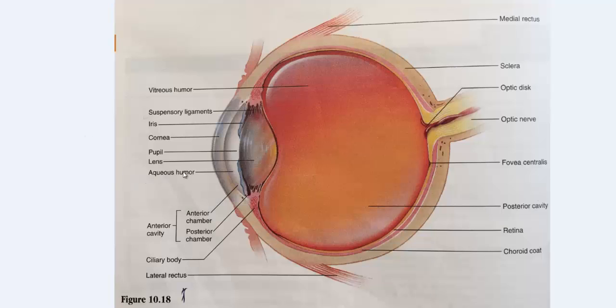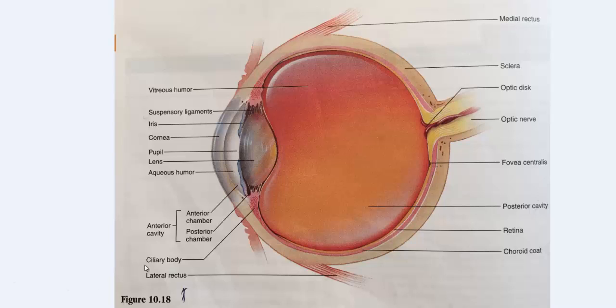After that is the aqueous humor. Now the aqueous humor is watery fluid that fills the anterior cavity of the eye. So the anterior cavity is made up of the anterior chamber and the posterior chamber. The anterior chamber is this front part here, which is a space filled with aqueous humor, anterior to the iris and the pupil, while the posterior chamber is also filled with aqueous humor and it surrounds the lens.